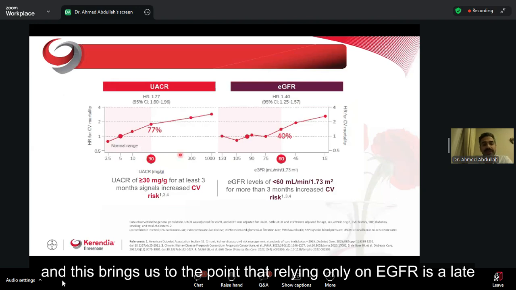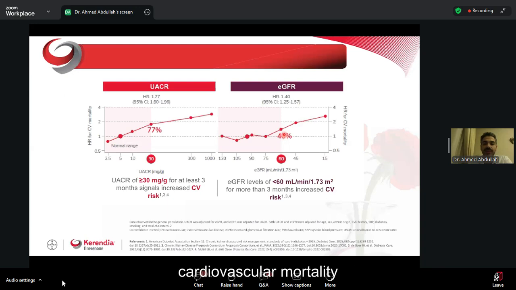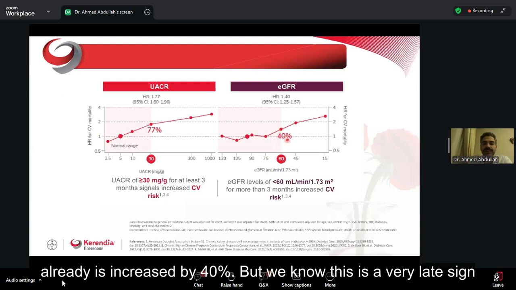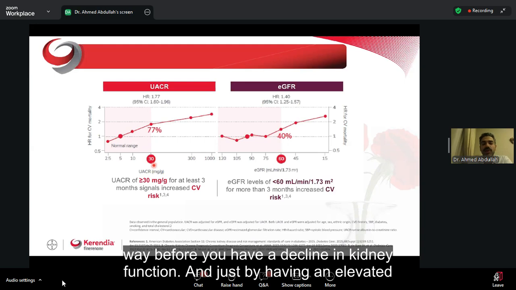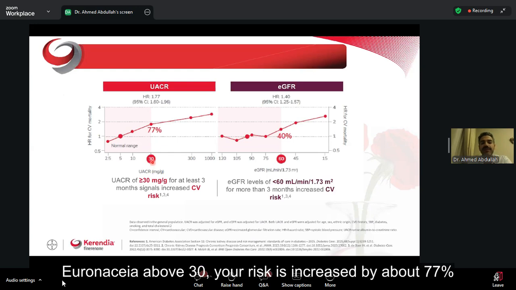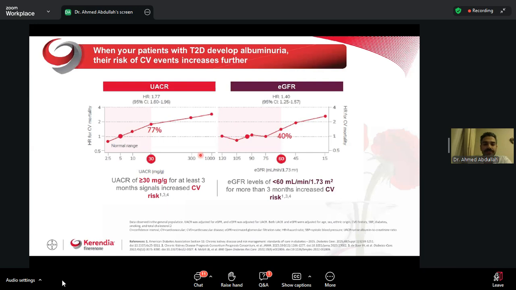And this brings us to the point that relying only on eGFR is a late endpoint. If you have an eGFR less than 60, by that point your risk for cardiovascular mortality is already increased by 40%. But we know this is a very late sign. You can have an elevated urinary ACR way before you have a decline in kidney function. And just by having an elevated urinary ACR above 30, your risk is increased by about 77%, so much more than waiting for your eGFR to fall below 60.